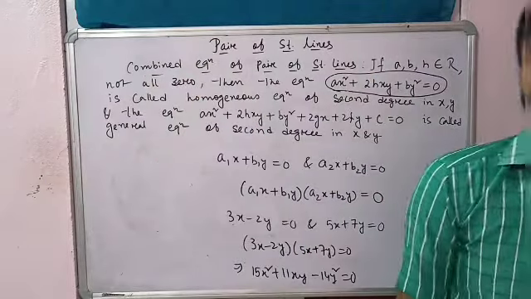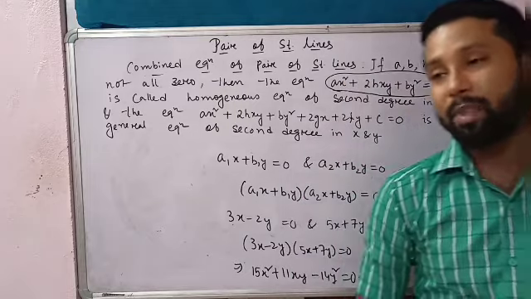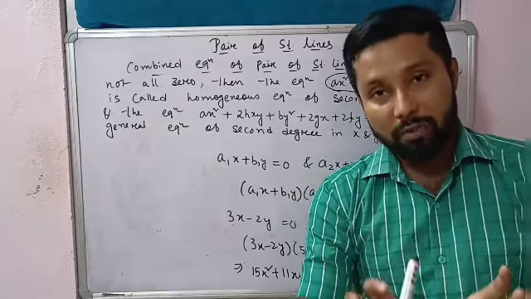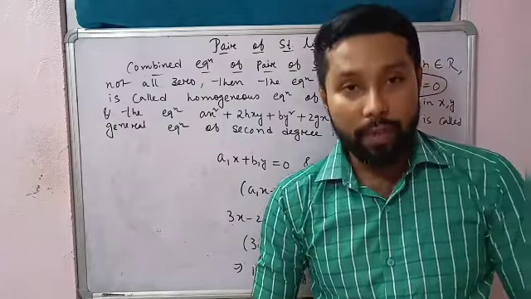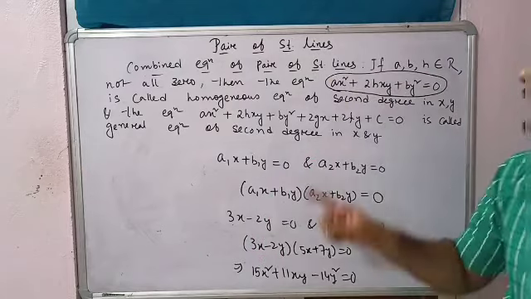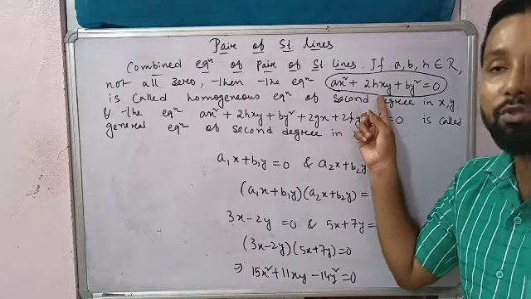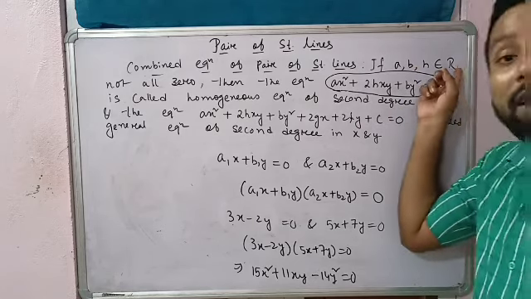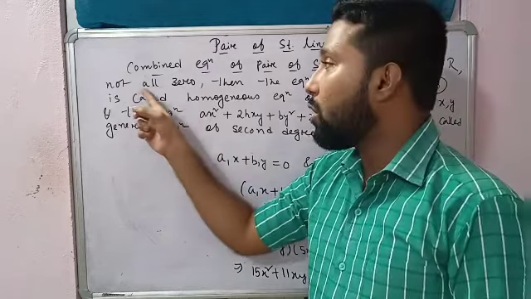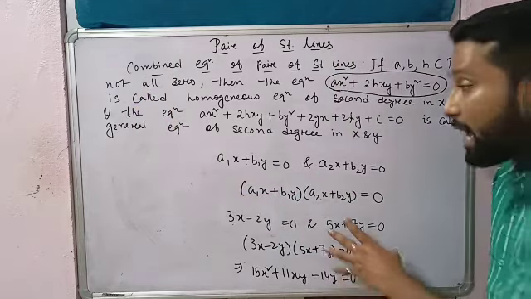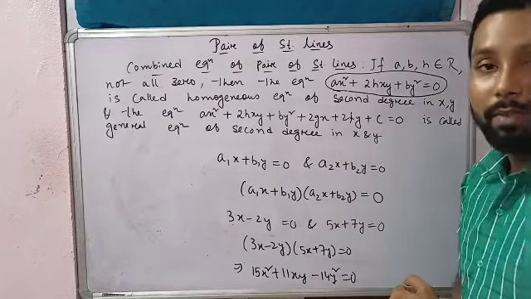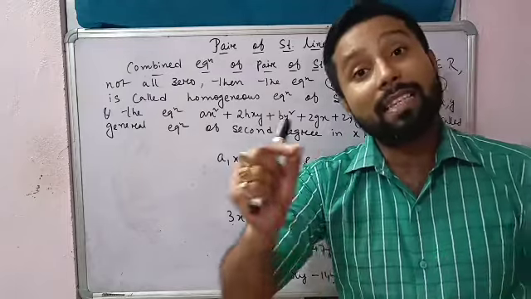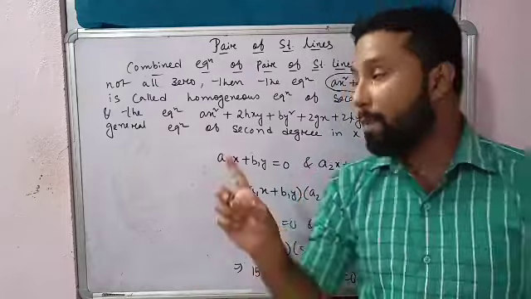Okay, so the combined equation of pair of straight lines tells us that if we combine two equations of straight lines, then the equation which we get after expansion will be in the form of ax square plus 2hxy plus by square is equal to 0, where a, b and h are real numbers and not all zero. Okay, so this is without constant. Just as in a linear equation we know that ax plus by plus c equal to 0, but here I have not taken c.